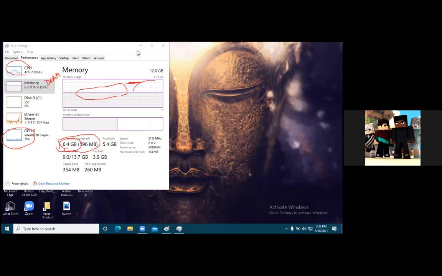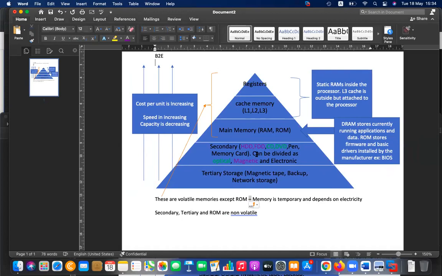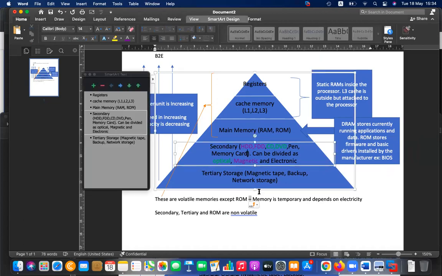Yes. Now, okay. I saw you have installed an SSD in your computer. Does SSD belong to optical, magnetic, or electronic? SSD, is it optical, magnetic, or electronic? SSD, yeah, solid state drive. It is electronic.